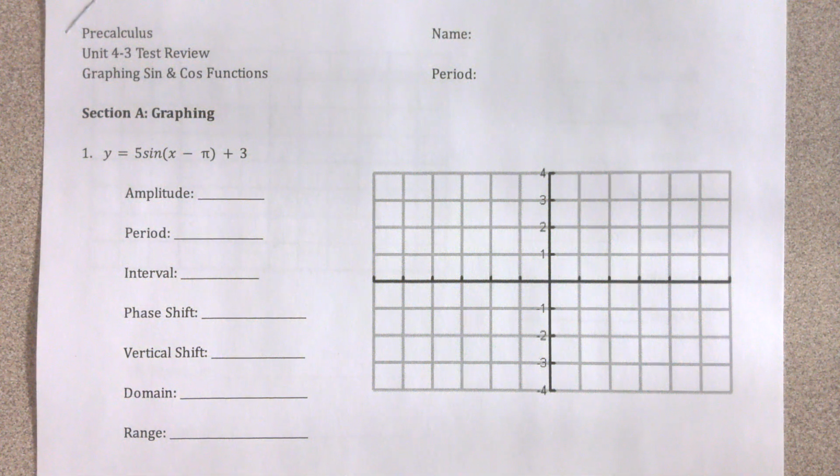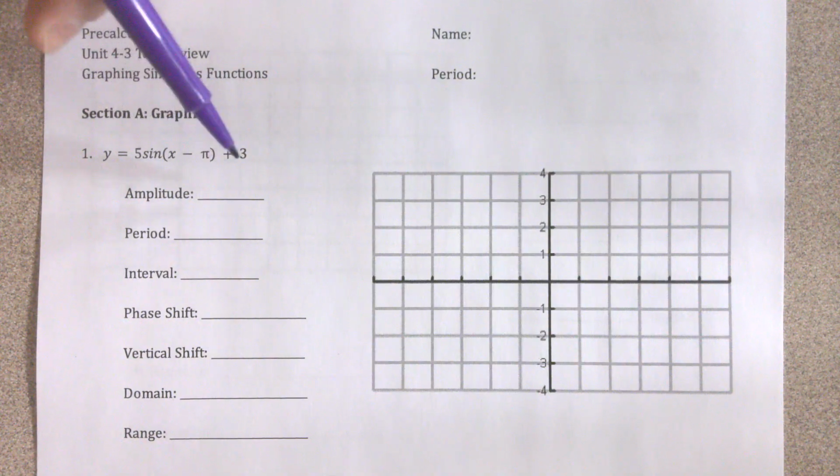Hi everyone, in today's video I will be going over our Unit 4.3 test review. And this covers graphing, sine and cosine specifically. So we've got 4 graphing problems to do from start to finish. Number 1, y equals 5 sine of x minus pi plus 3.